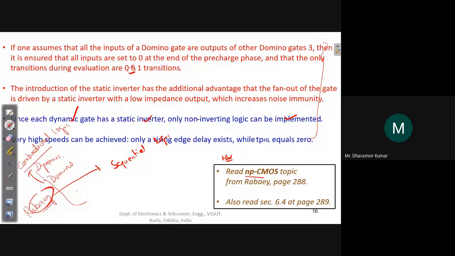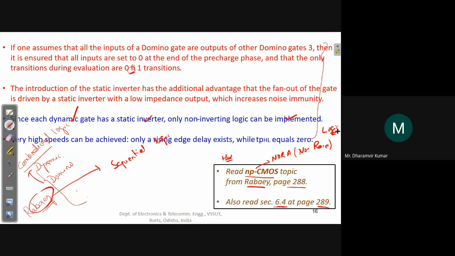Read this topic, NP CMOS, from Rabaey, that is there on page number 288. And also read this, there is a small section, 6.4, at page number 289. This talks about how to choose the proper logic gate for implementation, for the design. And this NP CMOS is also called NORA logic. NORA stands for no race, NORA logic.